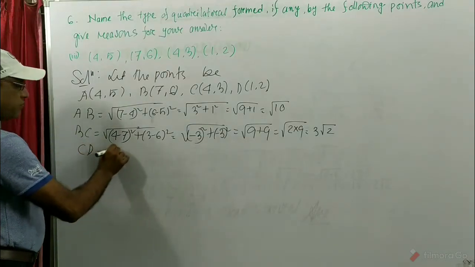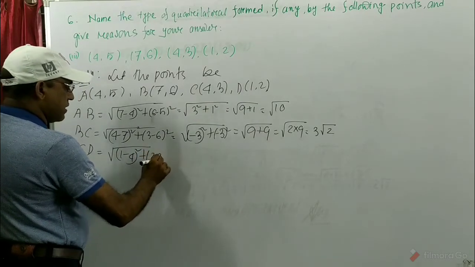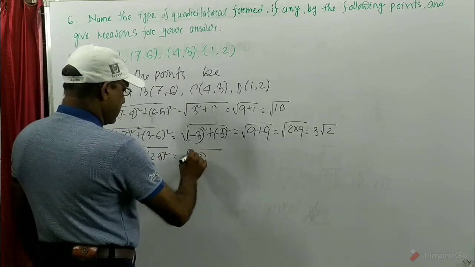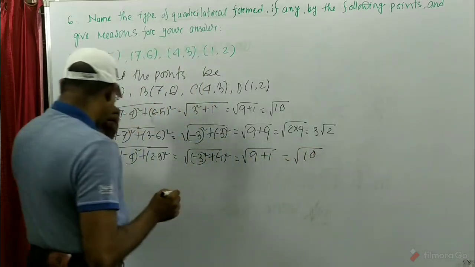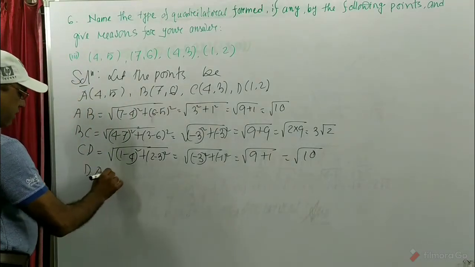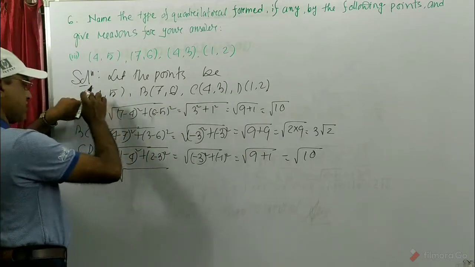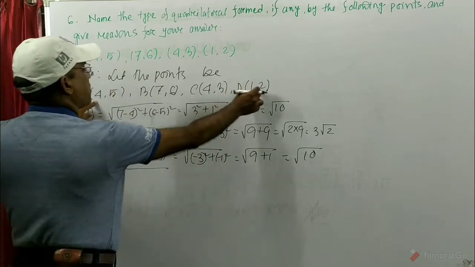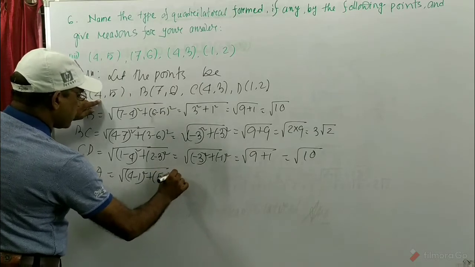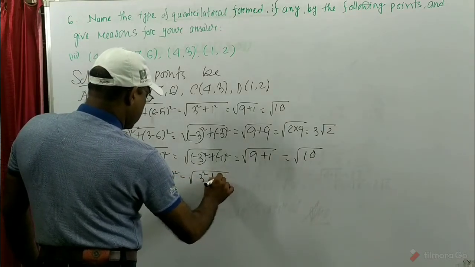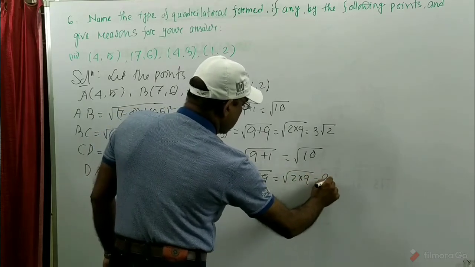CD: 1 minus 4 whole square, 2 minus 3 whole square, minus 3 whole square, minus 1 whole square. This is 9 plus 1. This is root 10. Now DA. This is x2, y2, this is x1, y1. So this will be 4 minus 1 whole square, 5 minus 2 whole square. This is 3 square plus 3 square. This is 9 plus 9, 9 how many times? 2 times. So this is 3 root 2.